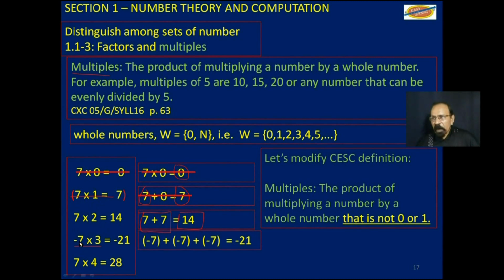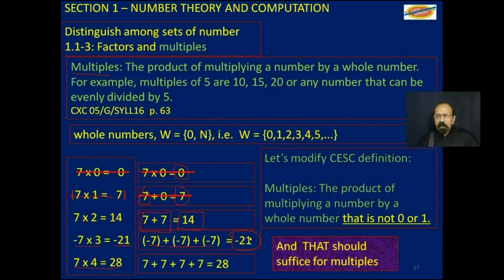Negative 7 multiplied by 3, you get negative 21. So you have 3 negative 7s in negative 21. So negative 21 is a multiple of negative 7. And the same argument holds for 7 times 4, 28. All right, I think that should suffice for multiples. We need to move on to factors.